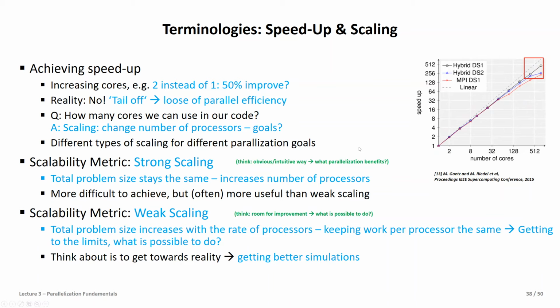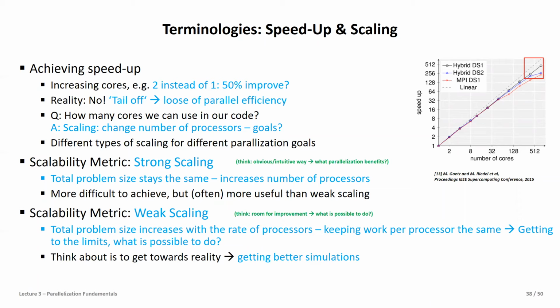Then the second view on this is, of course, and this is now a smarter view, and sometimes hard for my students to understand, so I spend some Q&A sessions on it. It's a different metric. We call that weak scaling, but think about the room for improvement. So we don't keep the problem size the same, but we think about, if you have more processors, why not use them for more stuff? So this would be the way to think about it, right? Keeping the work per processor the same, increasing the processors.